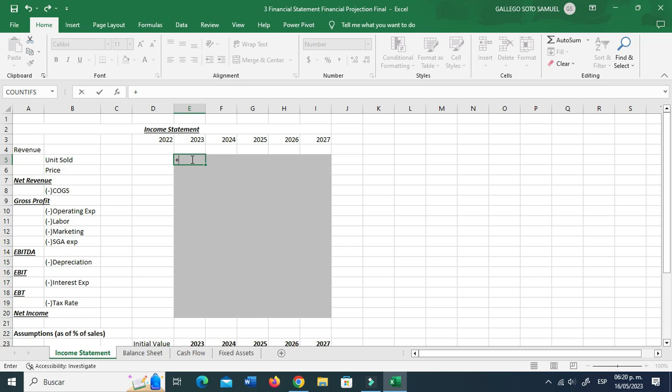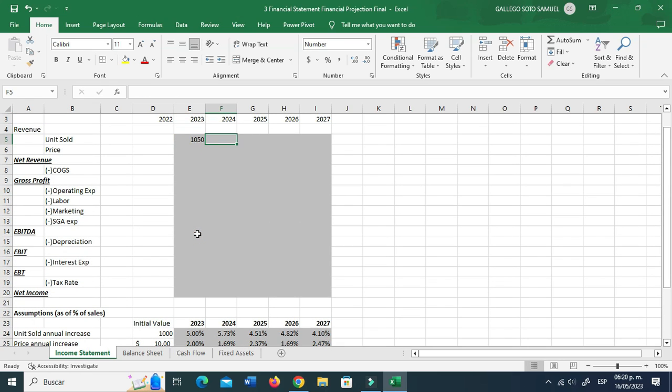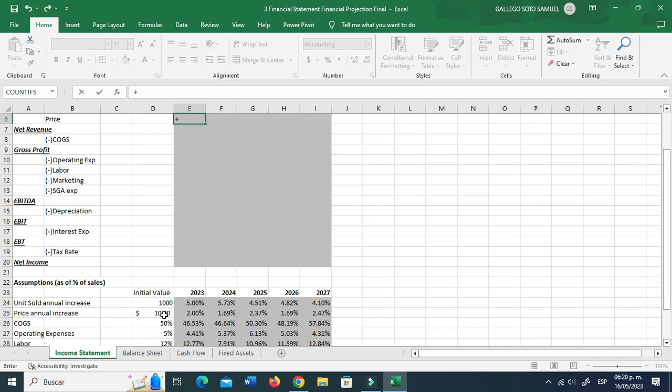Okay, so for the units sold, you just take this number, I'll multiply this by 1 plus the first value. So we hit enter, and then we select the last value multiplied by 1 plus the next growth rate. Yeah, and then we drag this cell, this only cell, to the right. And the same goes for the price. So for the first part, we're gonna be using $10, and then we're gonna be using the last value, 1 plus the other value for the growth rate.